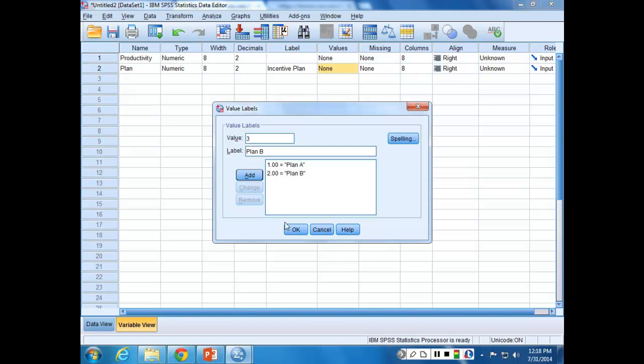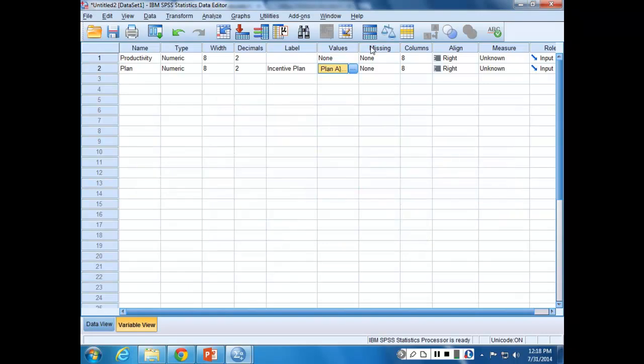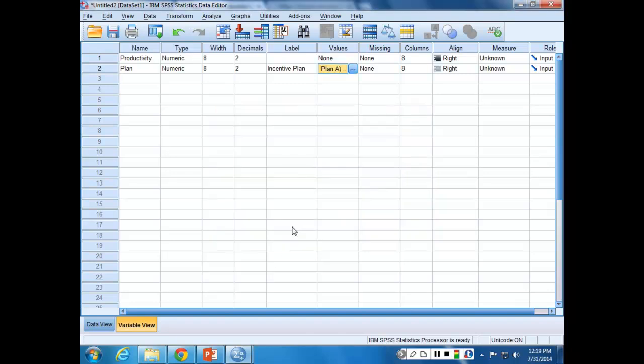And if I clicked OK right now, I would get an error. I'll just show you. I didn't put in my last add, so just click OK. I should have said cancel. And then it would have taken me back here. I'm going to put plan C again. Add. Now they're all 3 over there, and I can click OK.